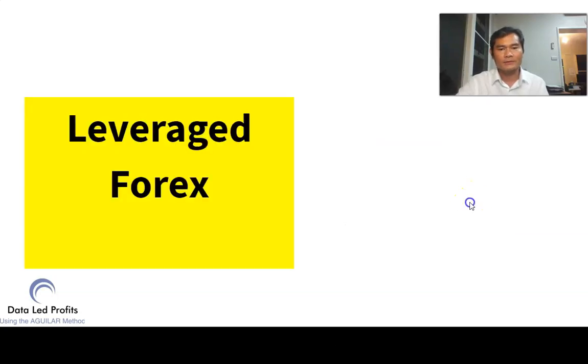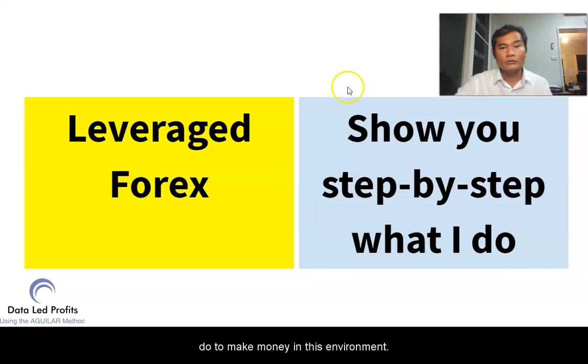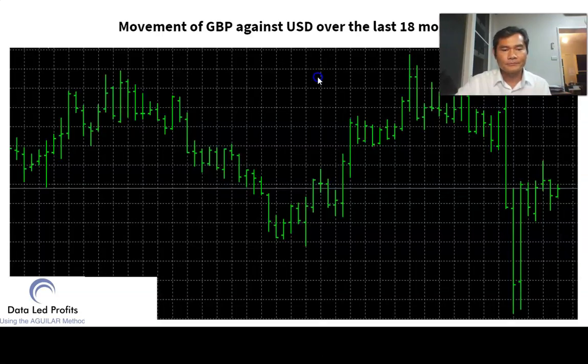It doesn't matter. Now, what I'm about to introduce to you is called Leverage Forex. You can Google that if you like, but it doesn't really matter if you don't understand it at the minute, because I am going to show you step by step what I do to make money in this environment. Now, in Leverage Forex, you can trade a lot of currencies, but the easiest currencies to learn from are these two: the British pound sterling with a symbol of GBP, and the US dollar with a symbol of USD.